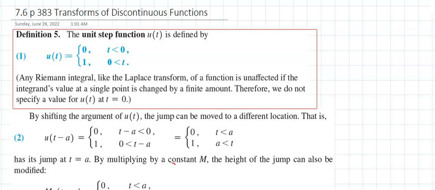Section 7.6 is on page 383, talks about transformation of discontinuous functions. We define what's known as the unit step function. The unit step function turns out to be 0 if t is less than 0, and 1 if t is greater than 0. It looks something like this, of course, assuming this is t. So this is like when you switch a switch on, but the problem is it stays on forever.